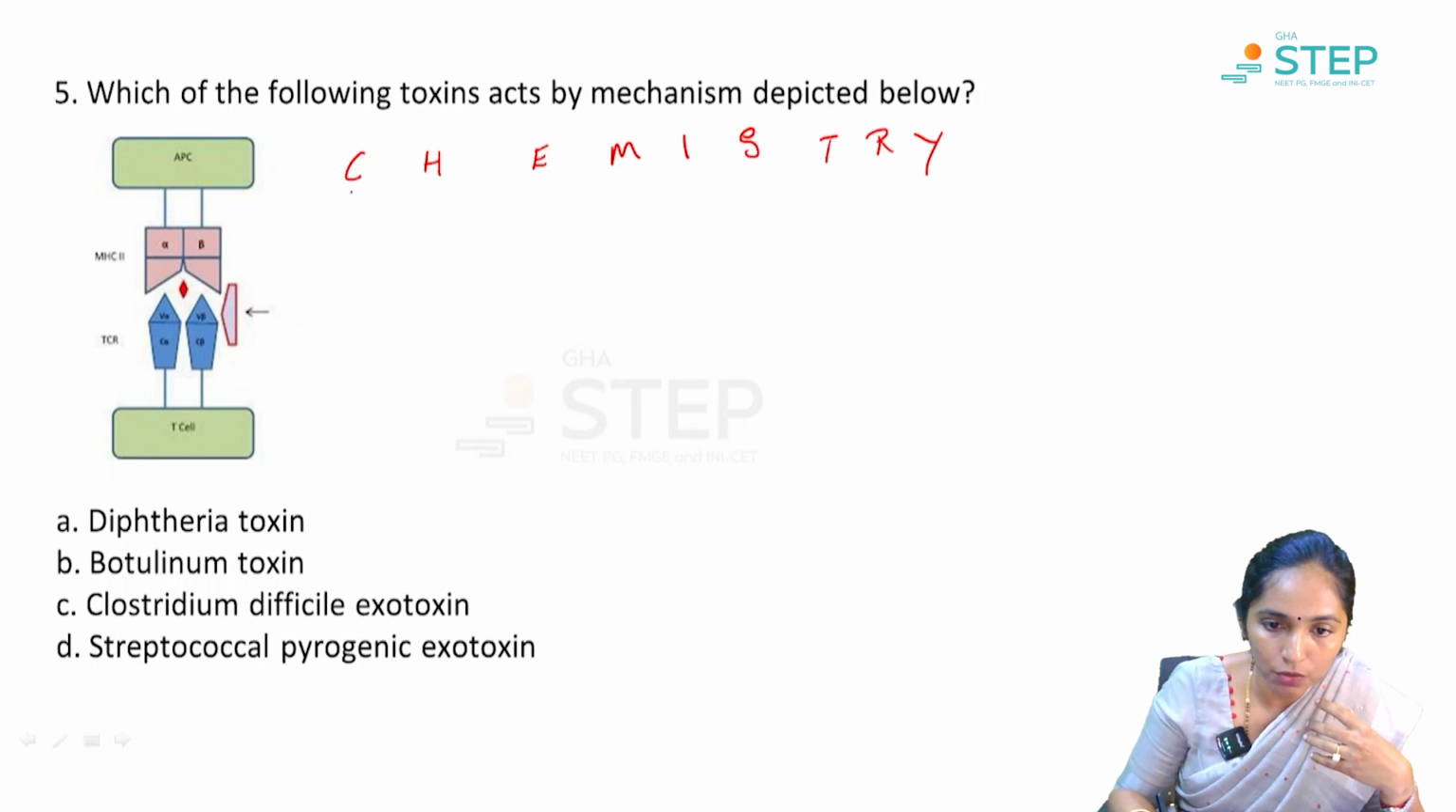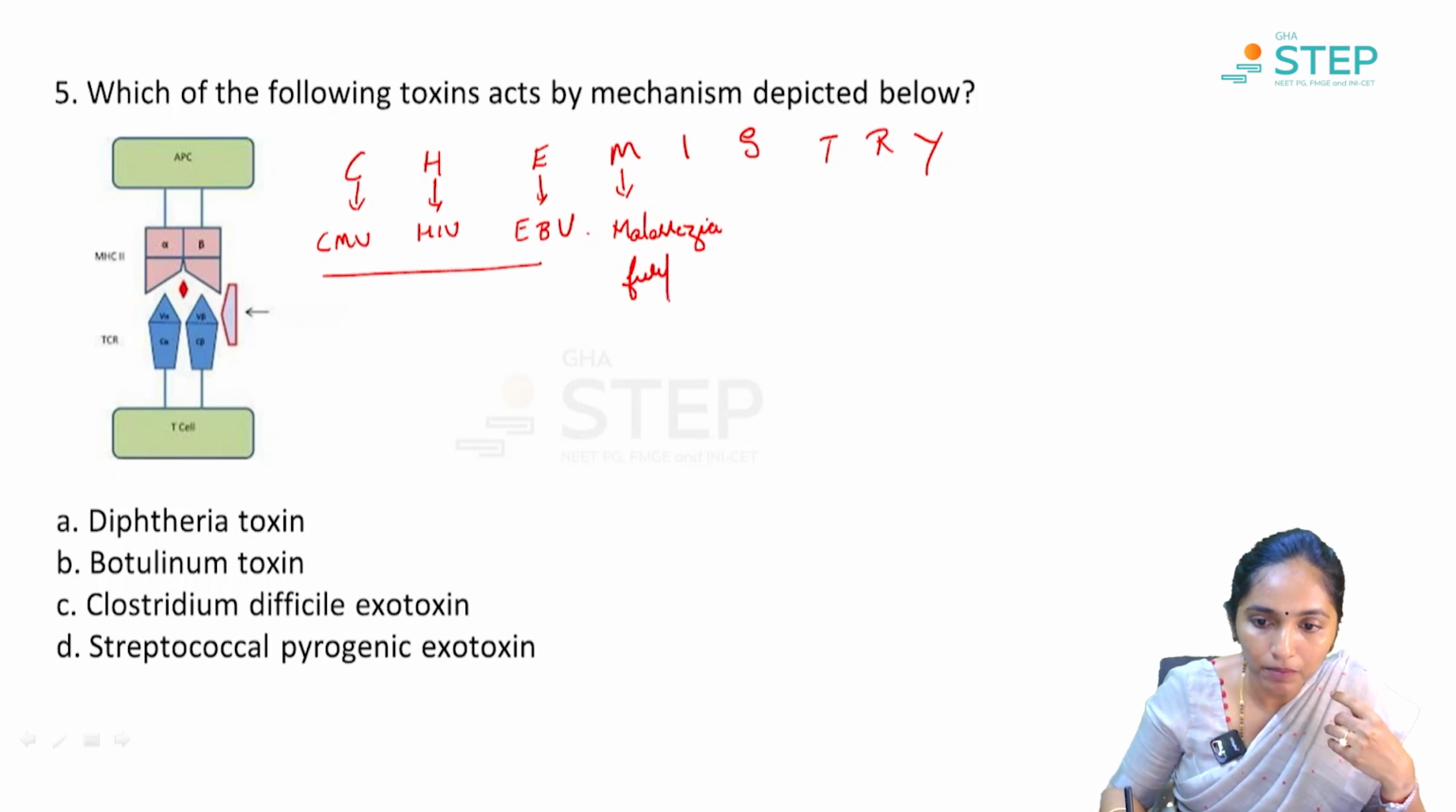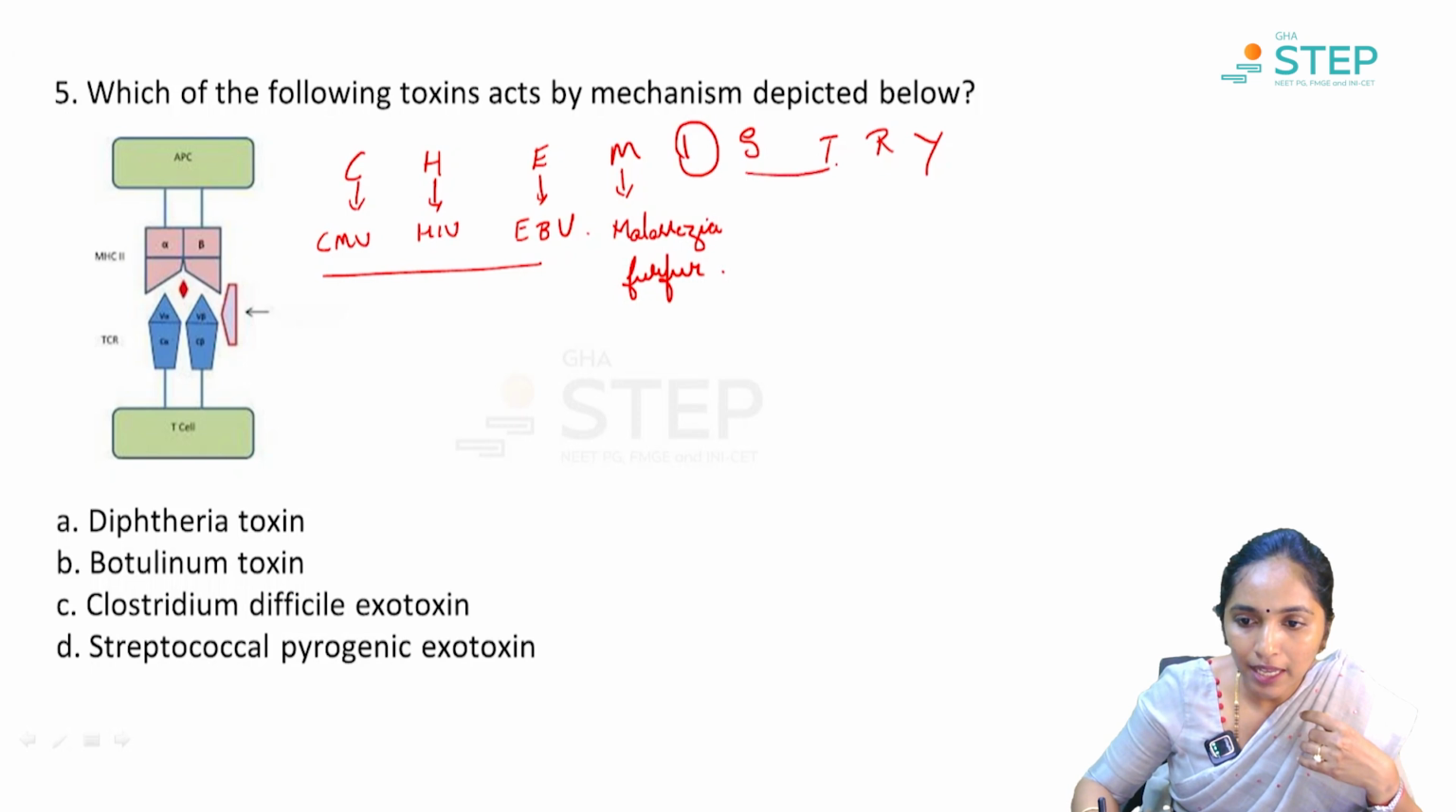So similarly superantigen. What is C? C is CMV, H is HIV, E is EBV. So these are our viral superantigens. Viral followed by, let us take up a fungal superantigen, that is Malassezia. So Malassezia furfur is our fungal superantigen. I is for me. Okay. Then ST is for both staphylococcal and streptococcal superantigen.